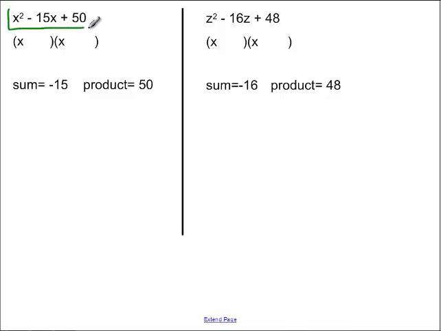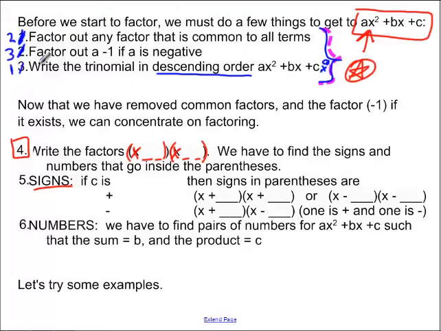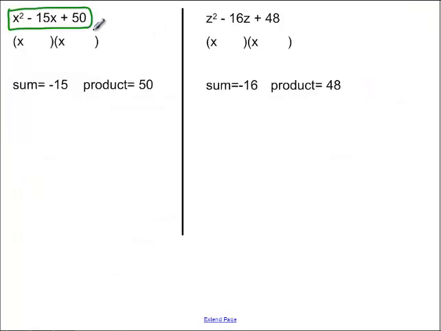Start with this example here. x squared minus 15x plus 50. All right, step number 1, 2, and 3. 1 is write the trinomial in descending order, and then 2 is factor out any factor that's common to all terms. So let's take a look at factoring out any factor that's common to all terms. Well, here's an x squared, and there's an x here, but there's no x here, so we can't factor out an x. We can't factor out a number because there's nothing common with all of them.